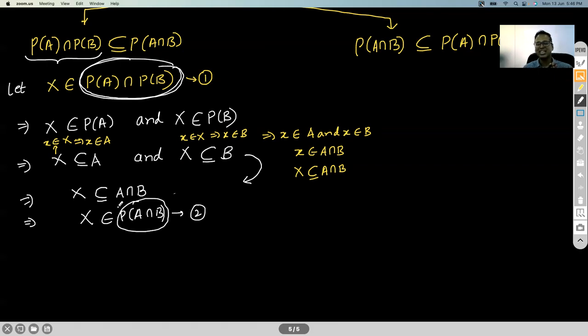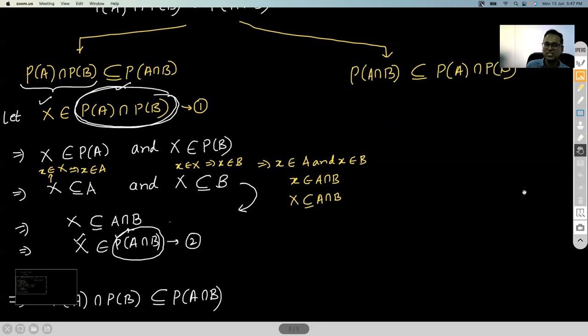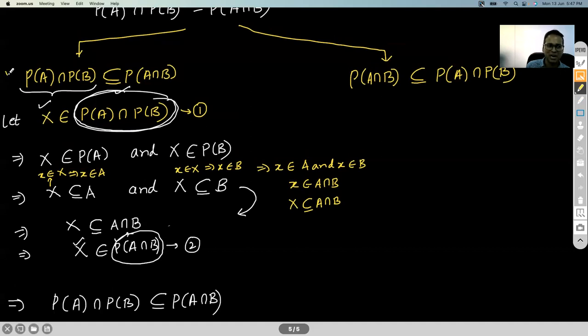It's like saying your subset definition. If small x belongs to A and the same element small x belongs to B, then A is a subset of B, right? In the same way, you're trying to say that this guy belongs to this and this guy also belongs to this, which clearly implies that P(A) intersection P(B) is going to be a subset of the power set of A intersection B, which is what I wanted to prove here. So half the proof is covered over here. This part of the proof is taken care of. Any question, any concerns?